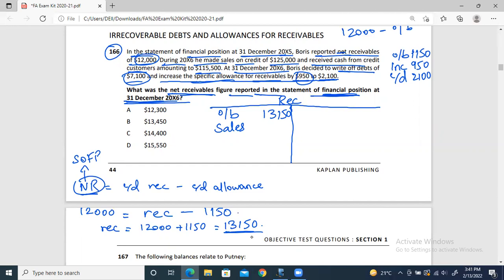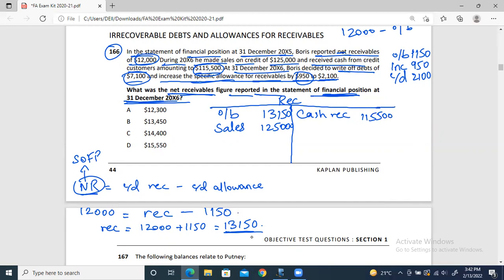All right. So let's continue the question. What we're doing is writing the normal figures now. So the credit sales were 1,25,000. We write this. And now on the other side, what we write is cash received. So how much cash have we received from the customer? It's 115,500.